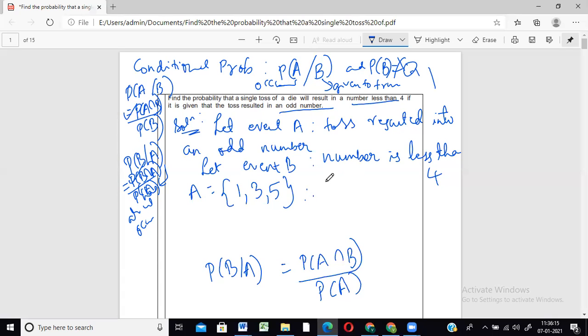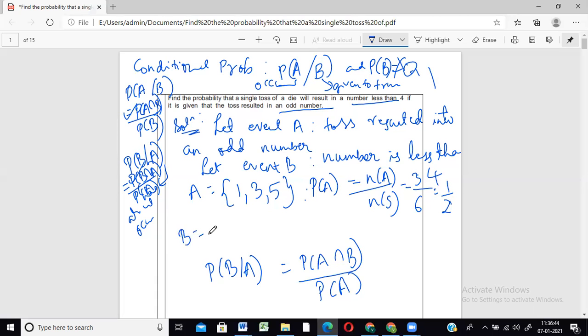So therefore, what will be probability of A? Probability of A will be nothing but number of elements of A upon number of elements in the sample space, correct? Which is equal to, what is number of elements in the event A? 1, 2, 3. 3 upon, what is the number of elements in the sample space? As I said, 1, 2, 3, 4, 5, 6. So that is 6, which is equal to half. Okay, half. Now the next one, B.